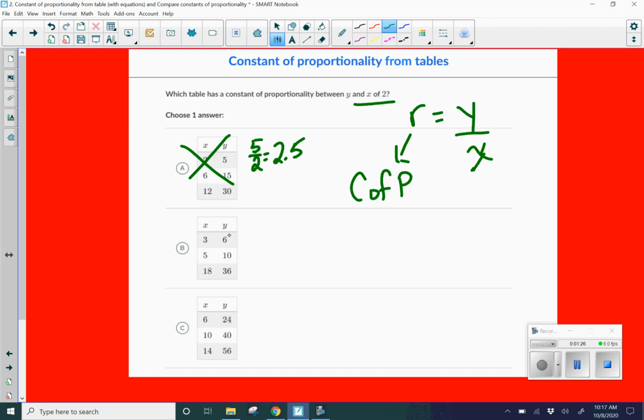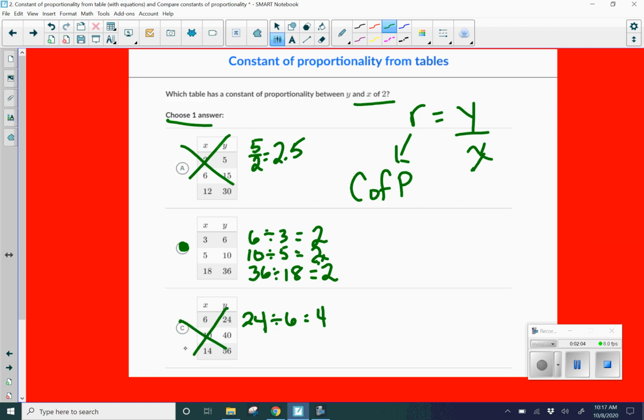Let's take a look at answer choice B. If I divide y by x, 6 divided by 3, that gives me 2. If I divide y by x here, that also gives me 2. And then lastly, for the last row, 36 divided by 18, that also gives me a constant of proportionality of 2. Now notice it does say choose one answer, so B would be the only correct choice. If we did the same thing down here, 24 divided by 6 is 4, so right away you can see that C is also incorrect.